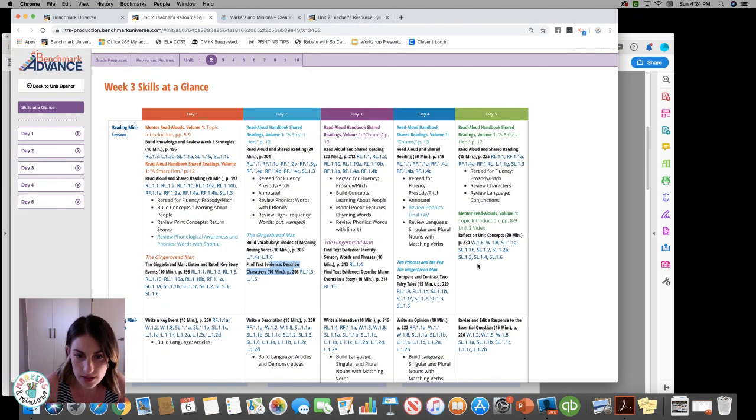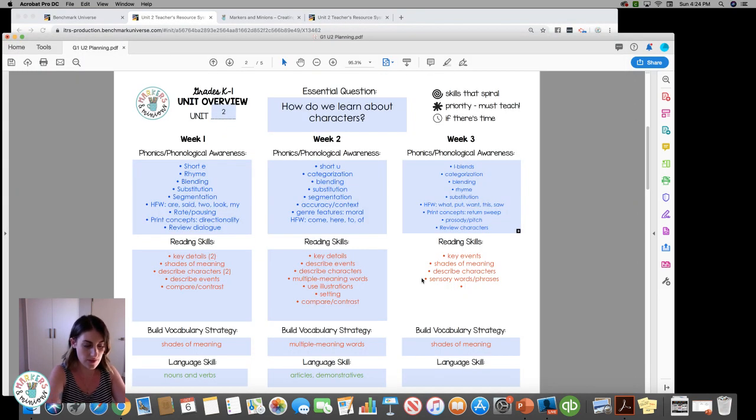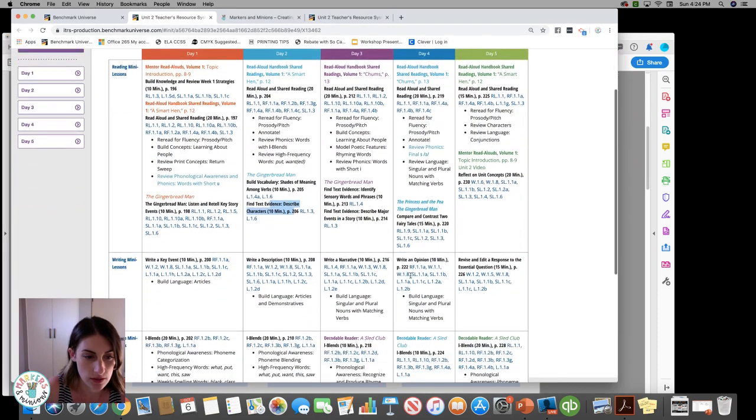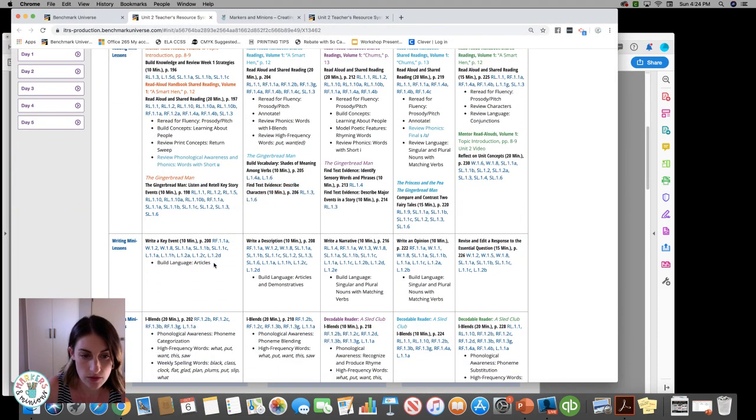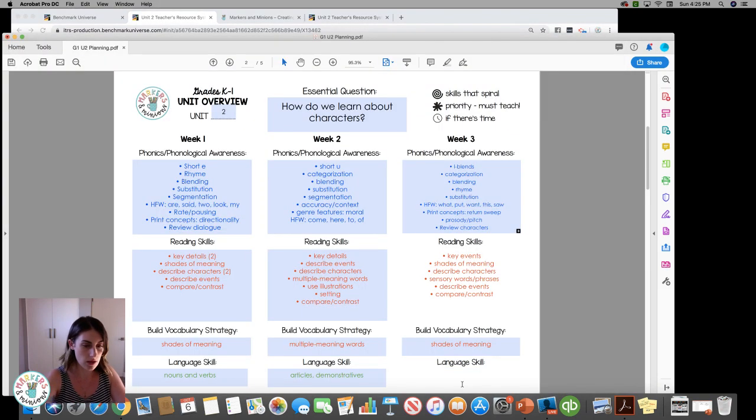All right. And then here's describe events and then compare contrast. Day 5, week 3 is reflect on unit concepts all the time. And the language, if you look here, we've got articles, demonstratives, and then the nouns and verbs. So it's a review of the first 2 weeks. Review weeks 1 and 2 skills.